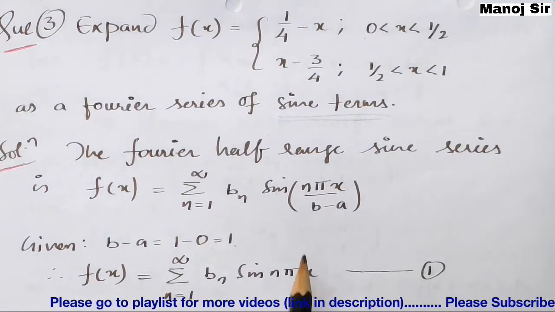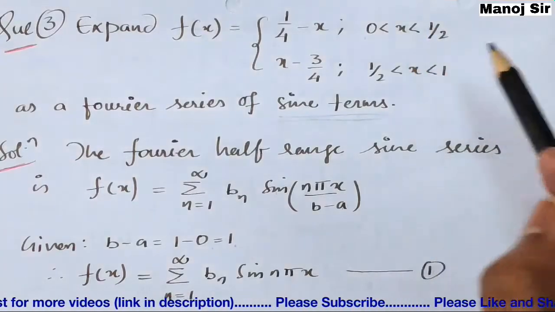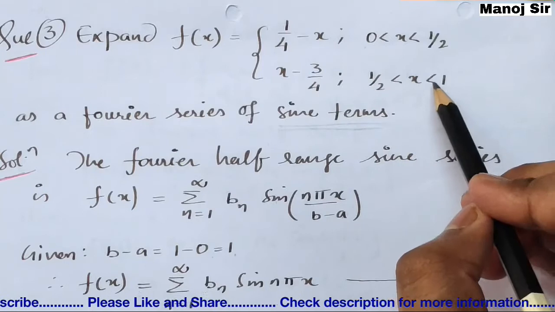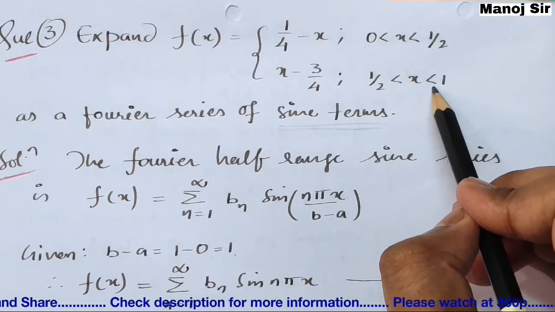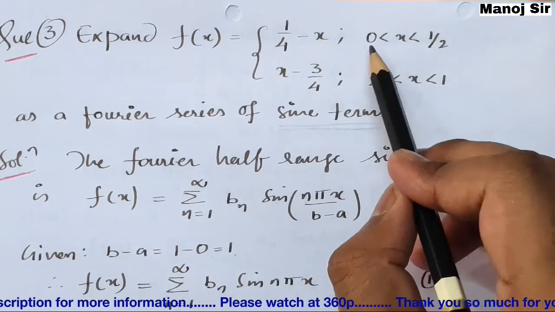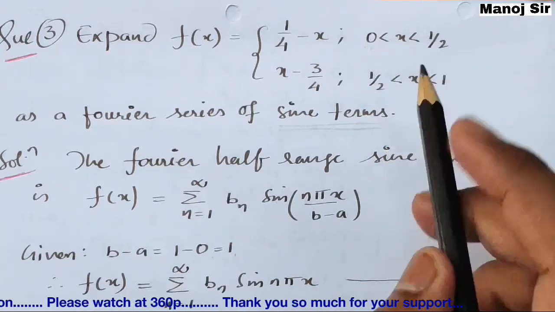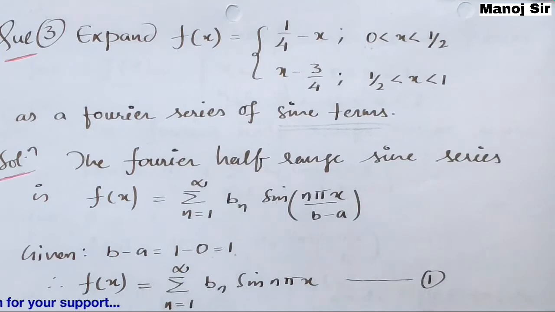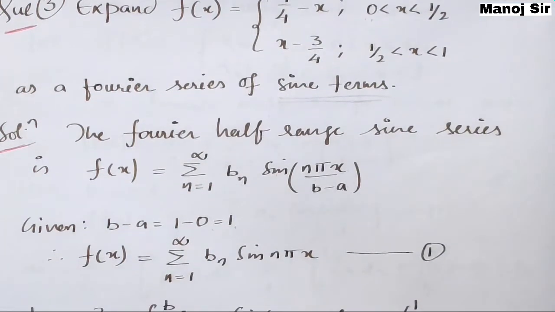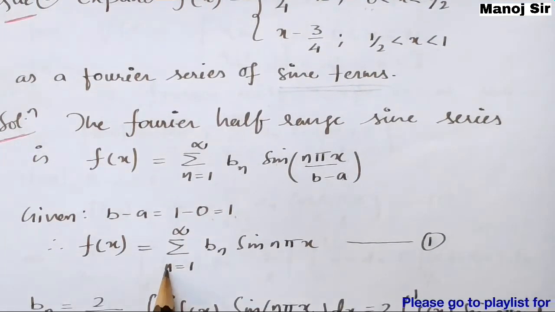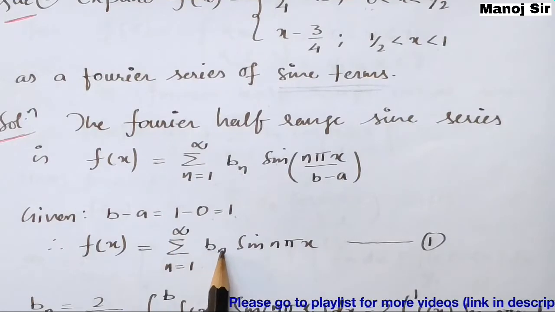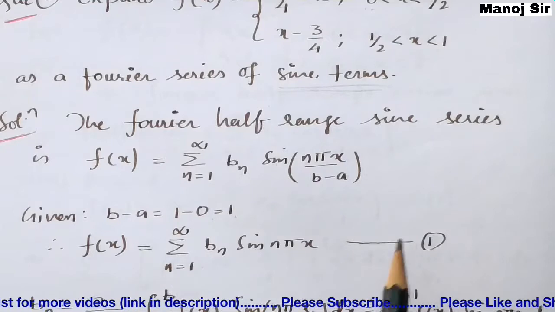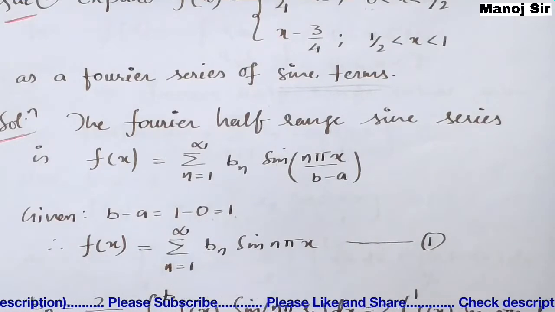If you want to know what b minus a is, you can see the lowest limit is 0 and the highest limit is 1. So b is 1 and a is 0, so b minus a equals 1 minus 0, which is 1. Finally, f of x equals summation n equals 1 to infinity bn sine of n pi x, and this is my equation number 1. What we need to find is simply the value of bn.